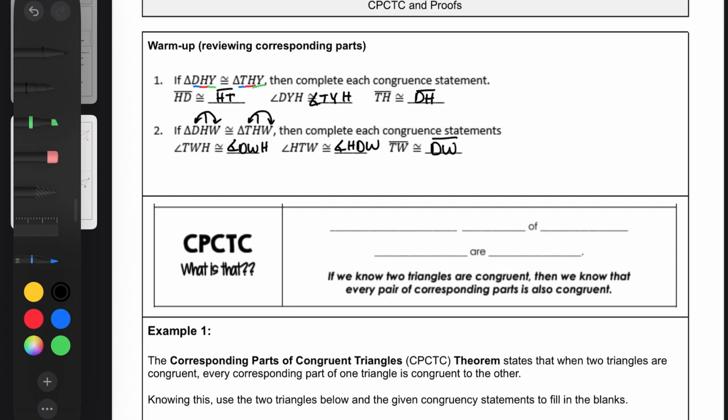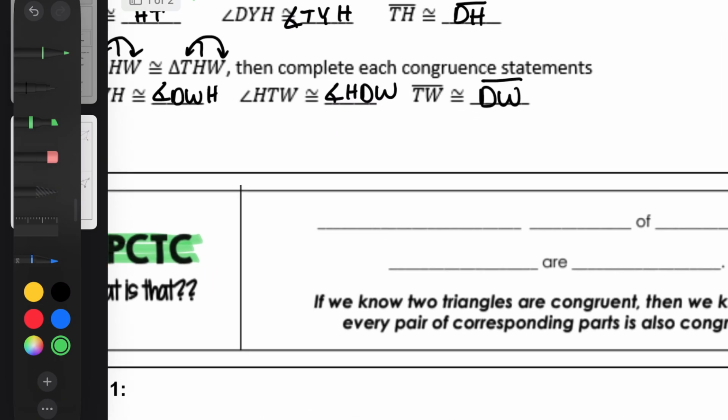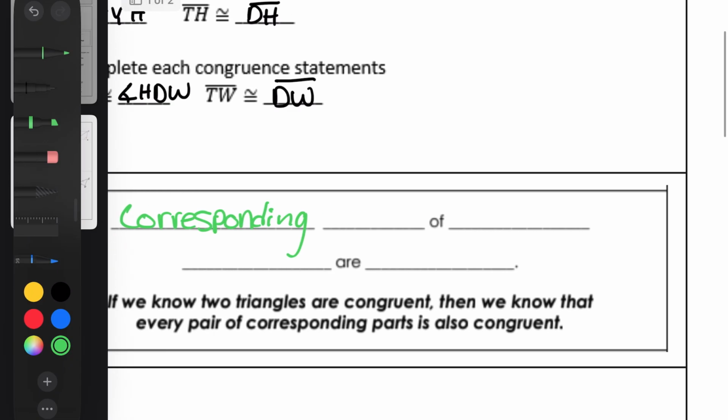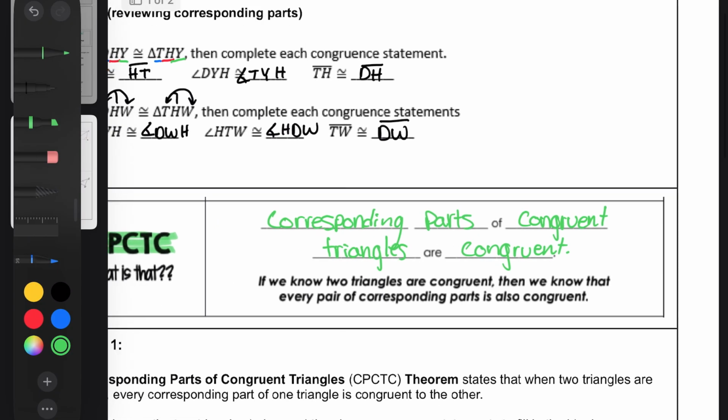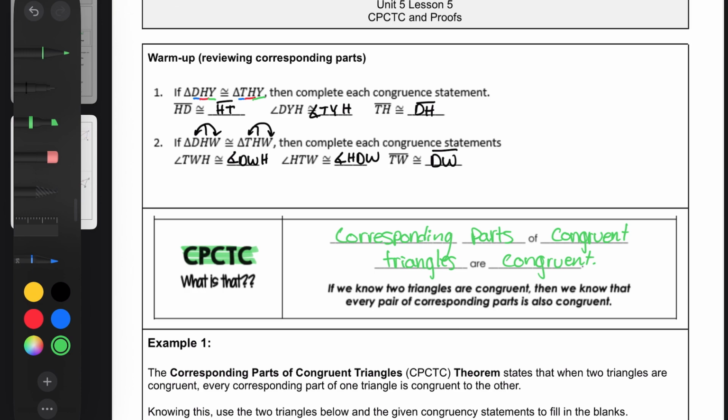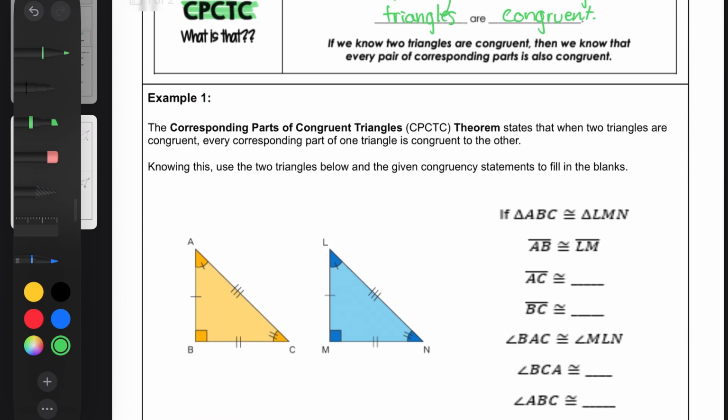So what the heck is CPCTC? This is a theorem. This is a definition. It's very common in geometry, and we are going to use it often. It means that corresponding parts of congruent triangles are congruent. Okay? So if we know two triangles are congruent, then we also know that every pair of their corresponding parts is also congruent.